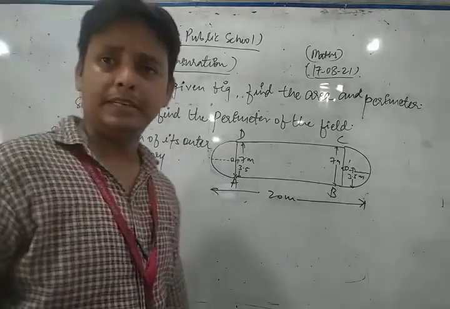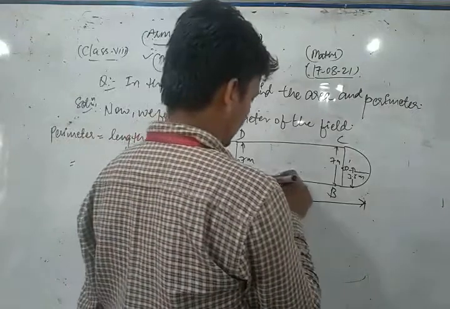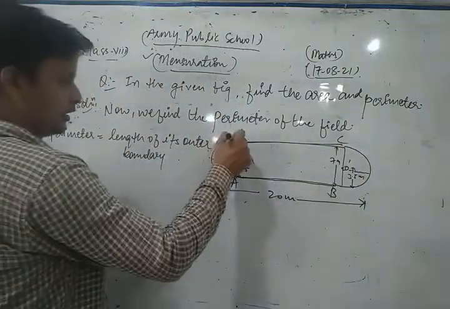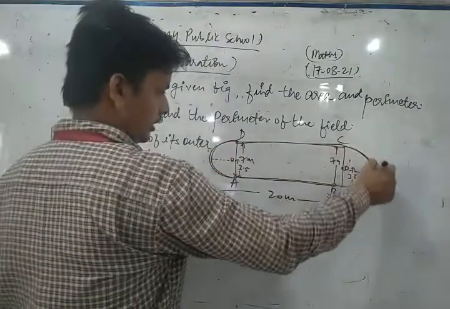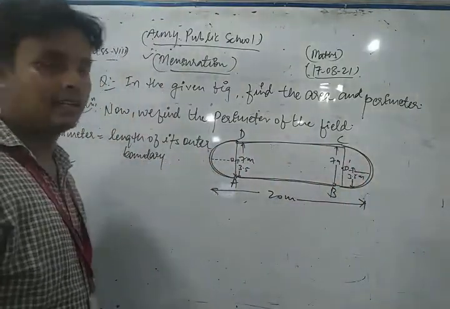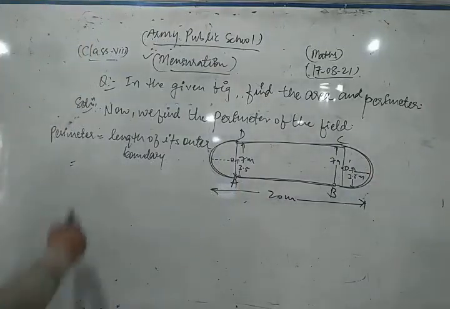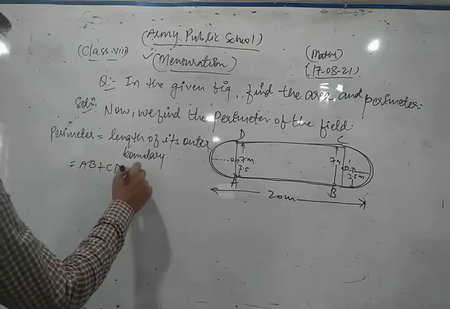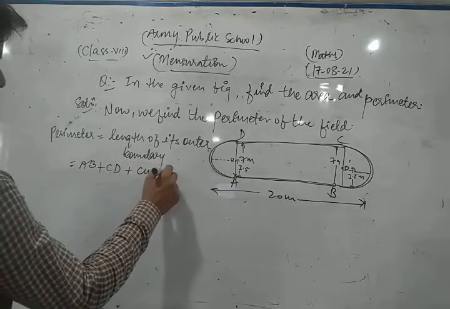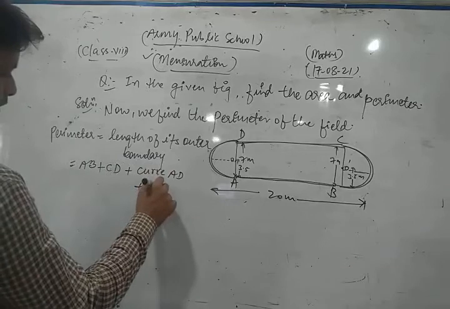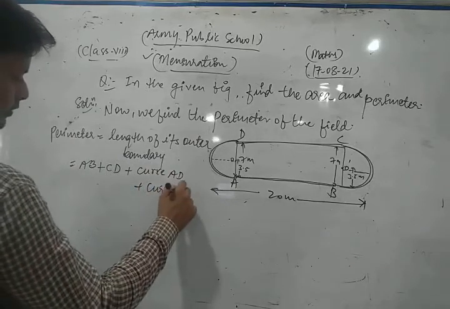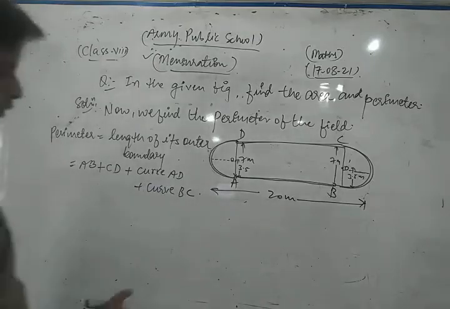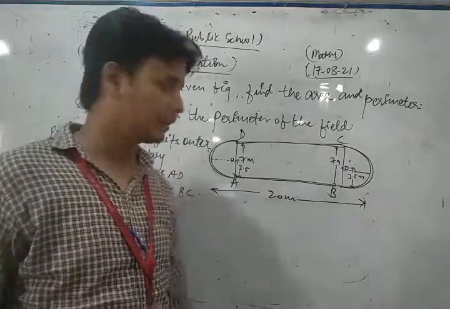So the perimeter is what? See, AB plus CD plus curve AD and curve BC. Okay, so perimeter is what? AB plus CD plus curve AD plus curve BC. Now look. So first of all, we find the curve.